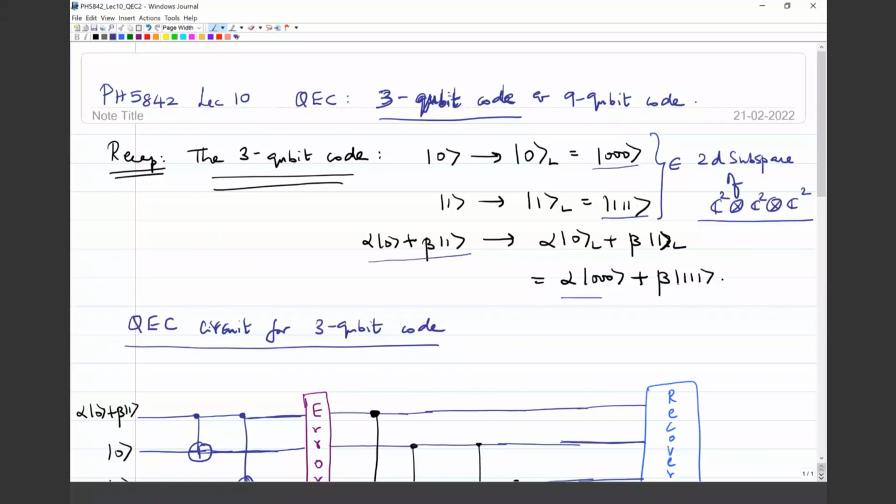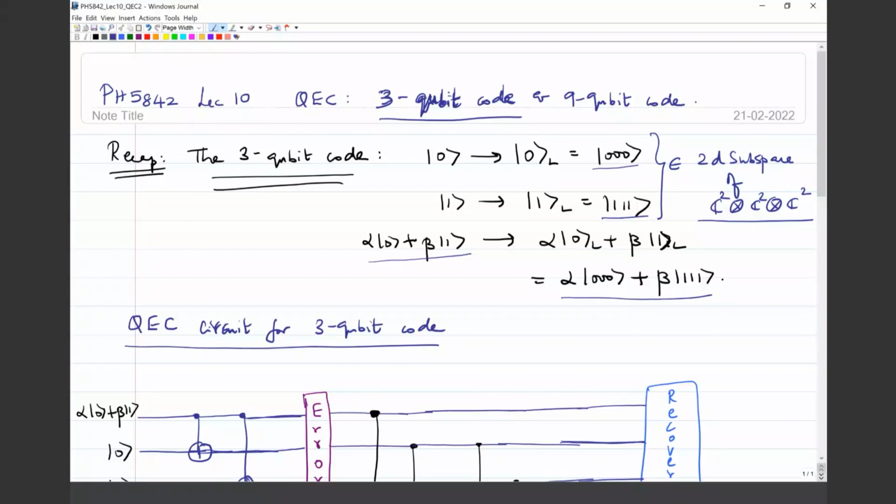So for example, the encoded version of the plus state would be 0, 0, 0 plus 1, 1, 1 over root 2. The encoded version of the minus state would become 0, 0, 0 minus 1, 1, 1 over root 2. Okay, this is the definition of the 3-qubit code.